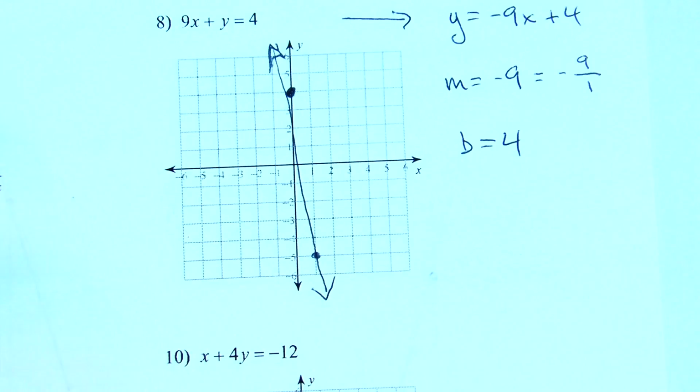Alright, and there you go. So that's how we can graph lines when they're written in standard form. Basically, again, what we do is rewrite it in slope-intercept form and then graph it.